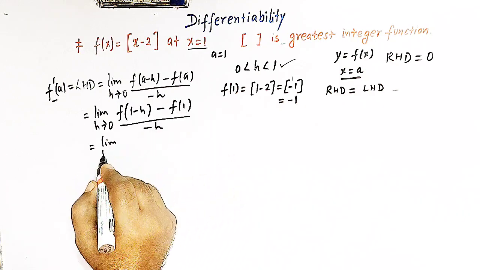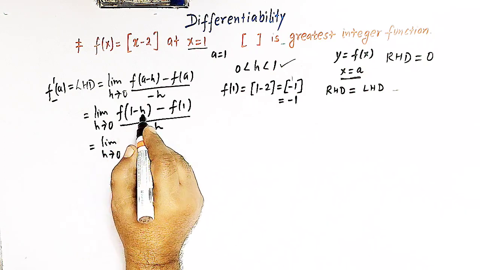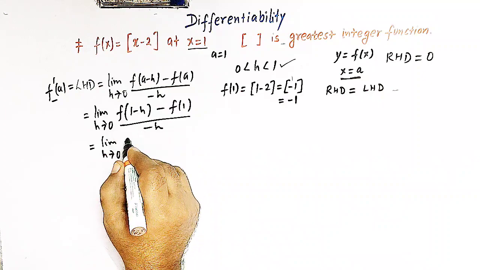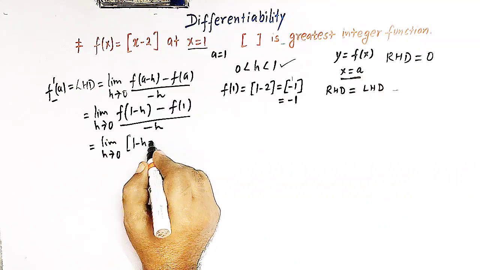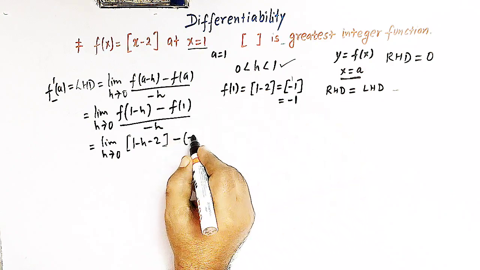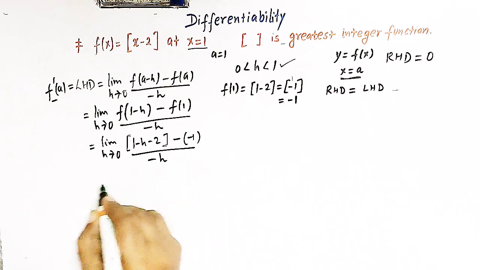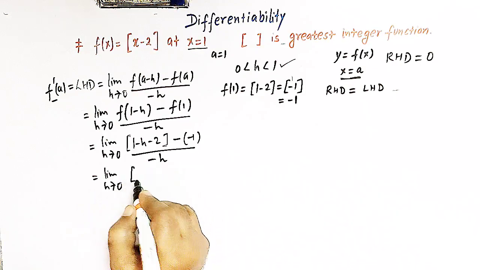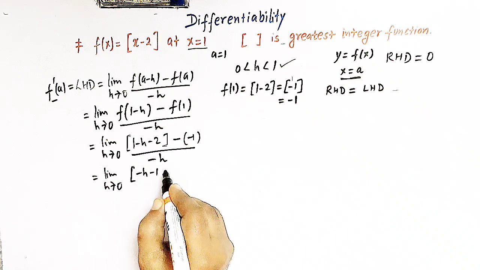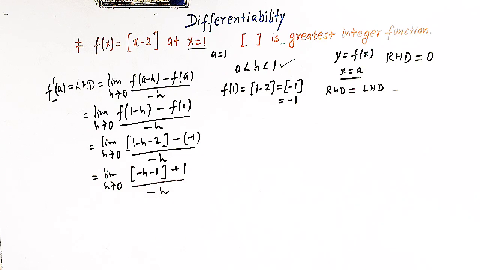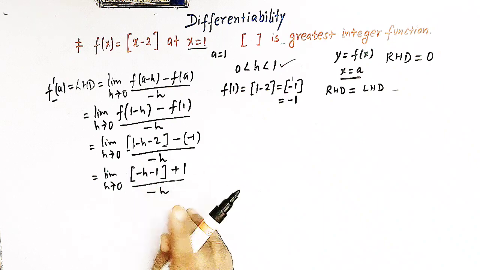This is limit h tends to 0. f of 1 minus h can be obtained by replacing x by 1 minus h. So we have greatest integer of 1 minus h minus 2, and f of 1 we have already calculated. This is minus 1 over minus h. So this is limit h tends to 0, greatest integer of minus h minus 1, and here we have plus 1 over minus h, right? So now we have to evaluate this limit.